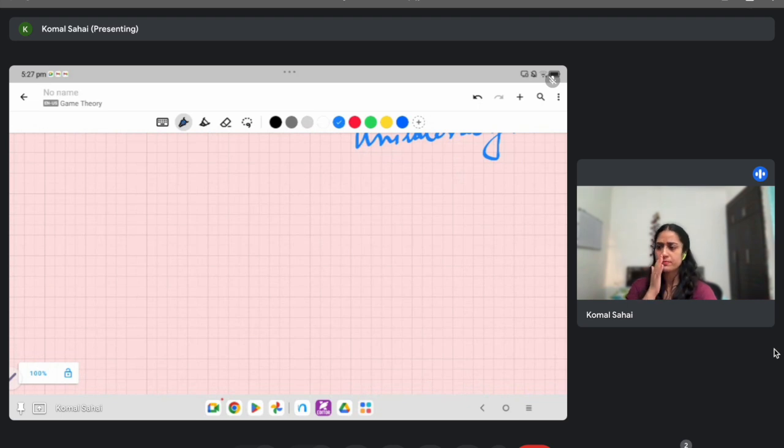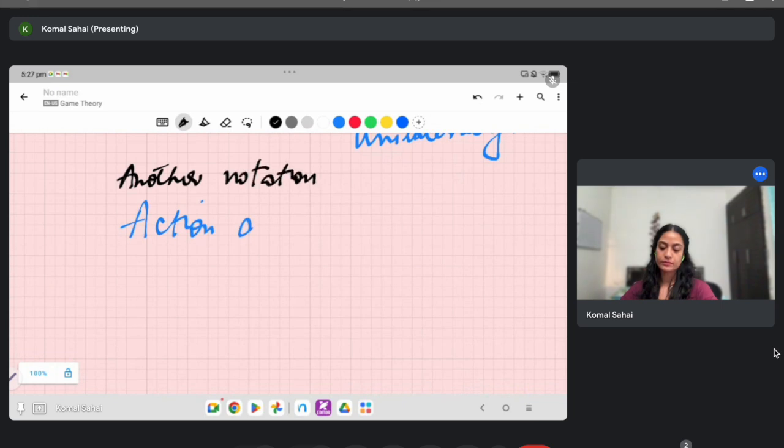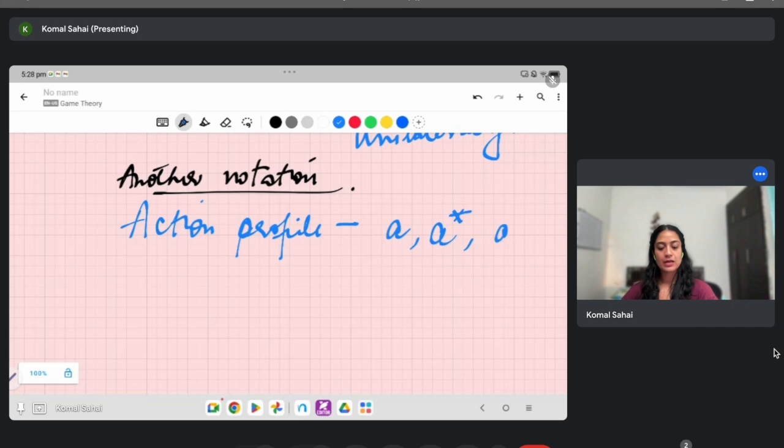This is a notation that Osborne uses and most of the other books also use. This other notation is that suppose any action profile, so we will denote an action profile using small letters, say a. a एक action profile हो गया, a star हो गया, हाँ, ये सब examples हैं. a prime हो गया, ठीक, a tilde हो गया.